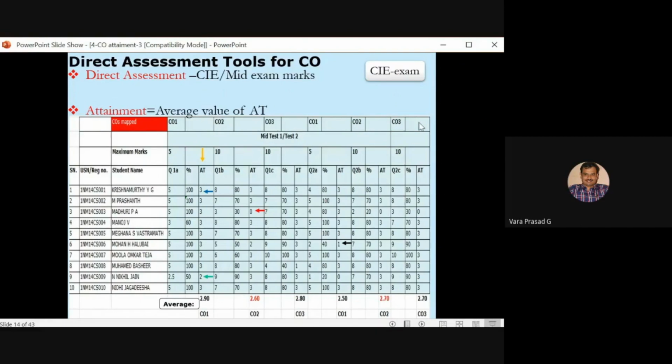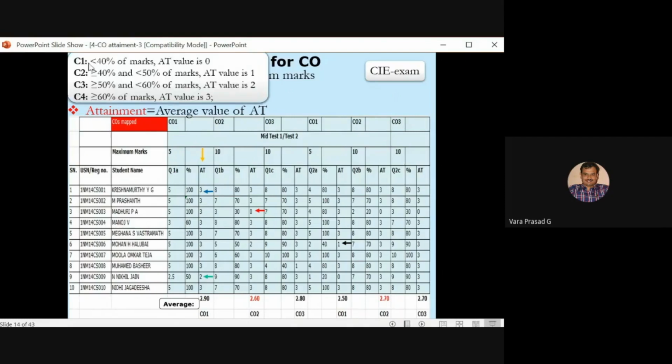Now, how many tests will you conduct for mid exams? That many mid exams you have to do in this fashion. Now, the question will arise: how do you calculate the CO attainment here? To do that, we are using the four conditions. I have already explained this one, so I don't want to explain it once again.